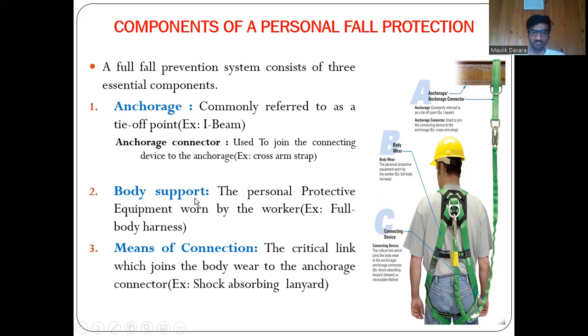The second one is body support, the personal protective equipment worn by the worker. In this image, the worker wears the yellow and black equipment. This we call body support. It is worn by the worker, so if the worker falls, it protects the worker. Means of connection is the critical link between the body support worn and the anchorage connector. This one is the body support and this one is the anchorage. What connects both is what we call the means of connection.